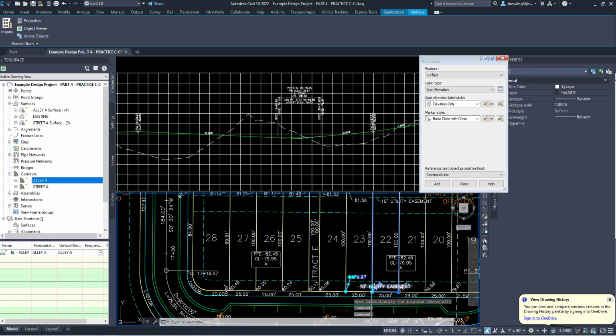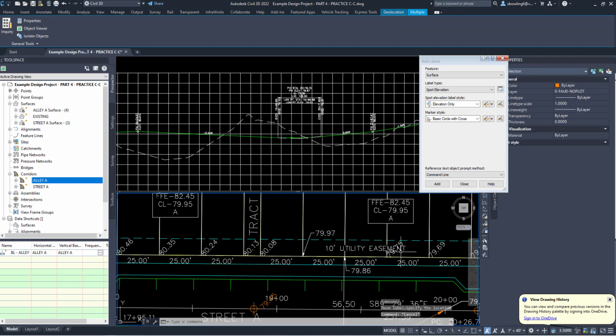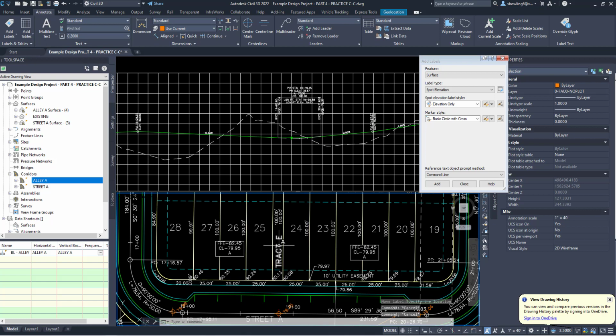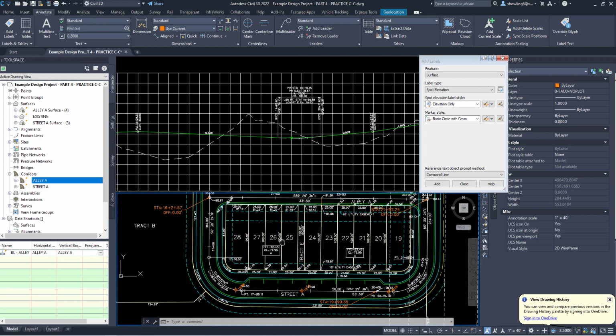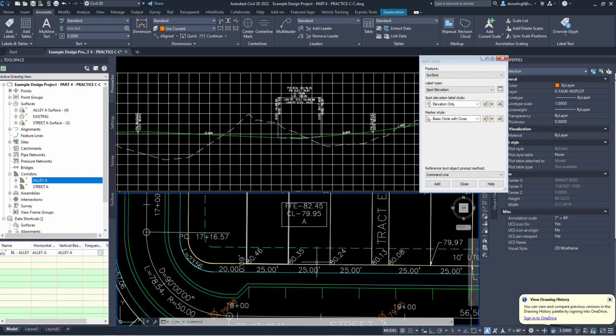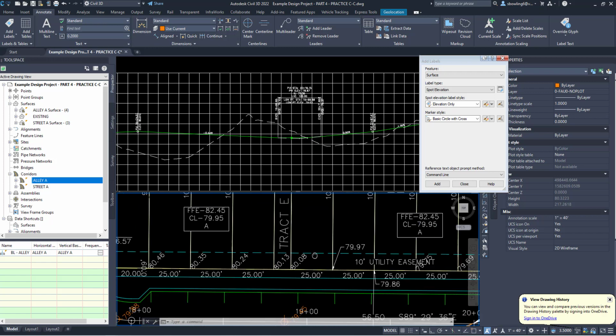Okay, so let's take a look at the math. So if I have 82.45 minus 0.5, okay, so that gives me 81.95. And I look at the absolute low point here, which is 80.13. 81.95 minus 80.13 divided by 25. So that's 7%, so that's fine.